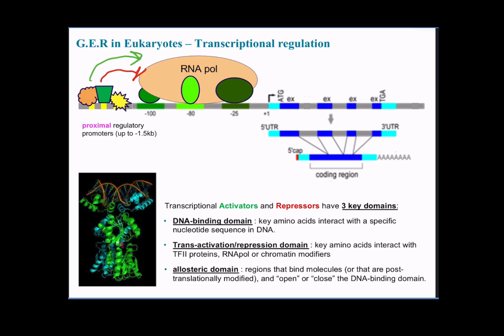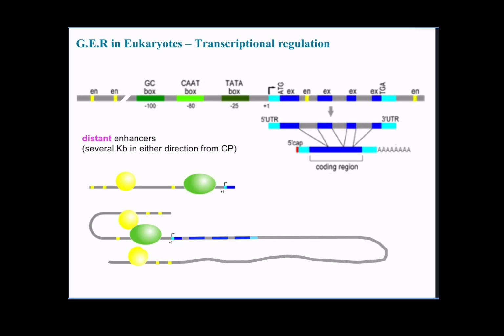Cool. All right, so the other feature that is rather unique to eukaryotes, this you don't see in prokaryotes, is this idea that collections of binding sites for transcriptional regulators, be it inhibitors, activators, or both, don't have to be immediately upstream of the core promoter. I mentioned that any area within 1,500 base pairs upstream of the core promoter we normally call the proximal regulatory promoter. But sometimes these binding sites for transcriptional regulators can happen far away.